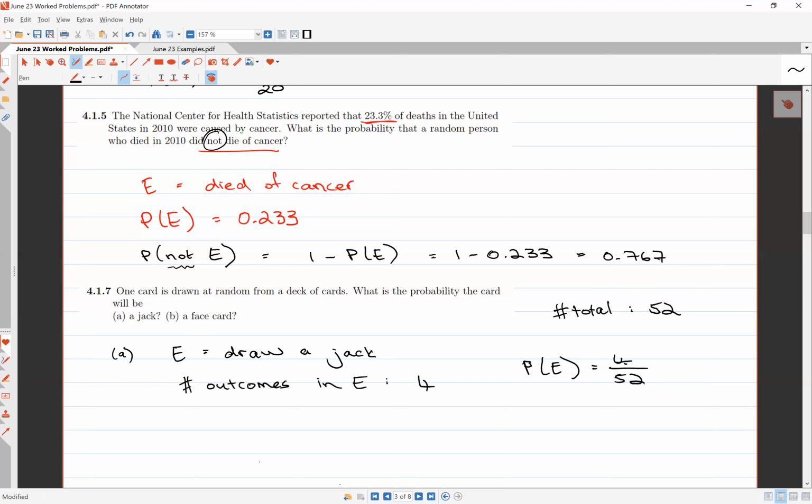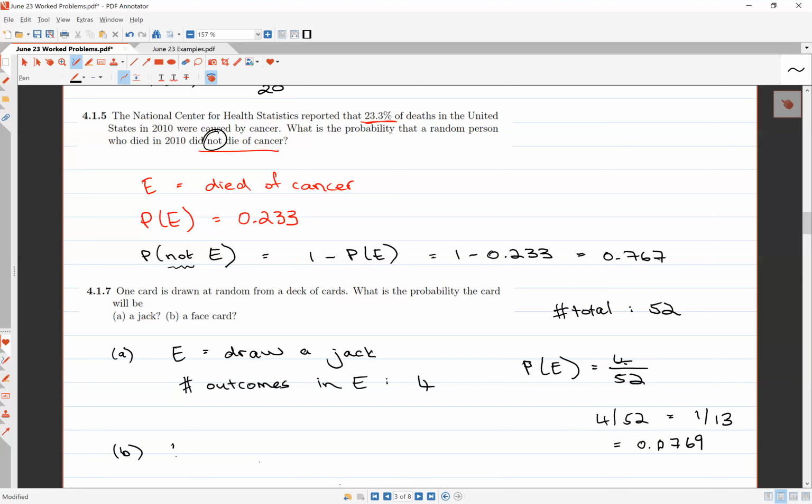Again, if the homework system just asks you for a fraction, you can just enter 4 over 52. You're certainly welcome to simplify this a little bit. Both of those numbers are divisible by 4, so this is the same as 1 over 13, or you could write it as a decimal, rounded to 4 decimals, 0.0769.